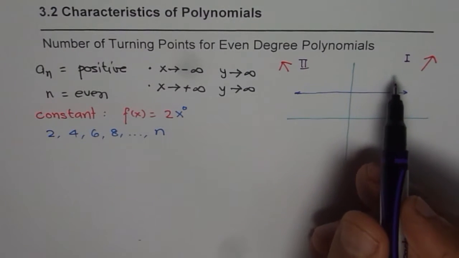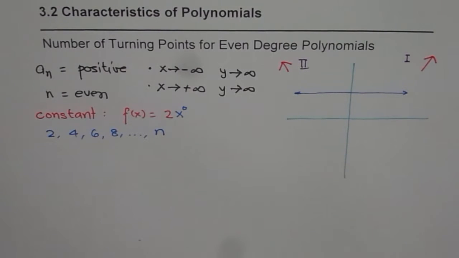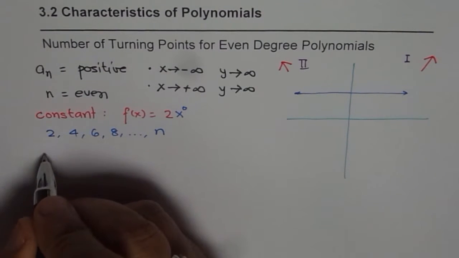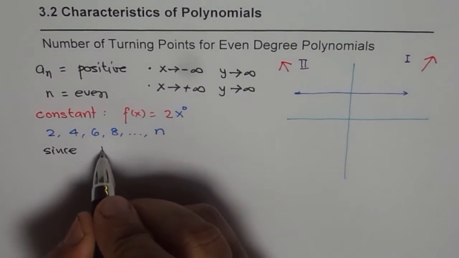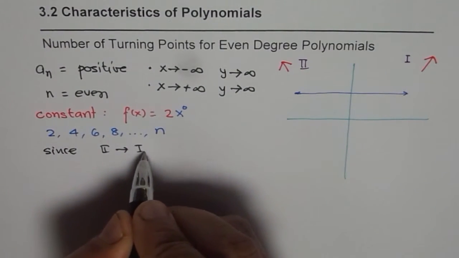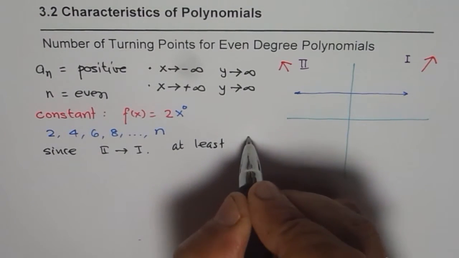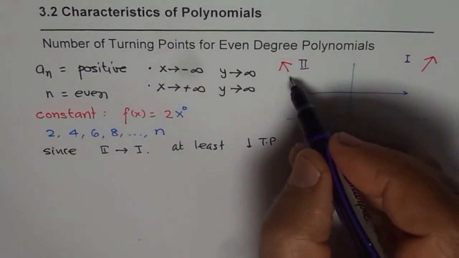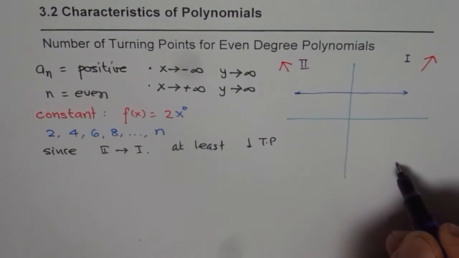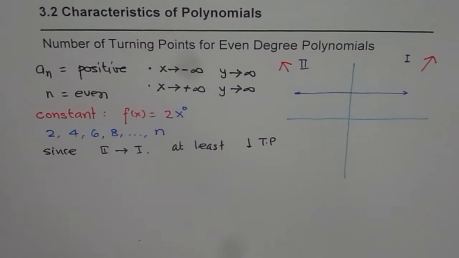So that means you should have at least one turning point, right? So what we realize is that since we have to go from quadrant 2 to quadrant 1, at least one turning point is required. If you don't turn, and if you just start from here and don't turn, you'll land up here, in quadrant 3. But the end behavior says you have to land up there, so you have to turn, right?